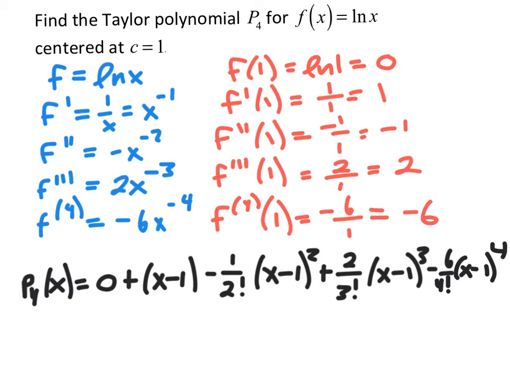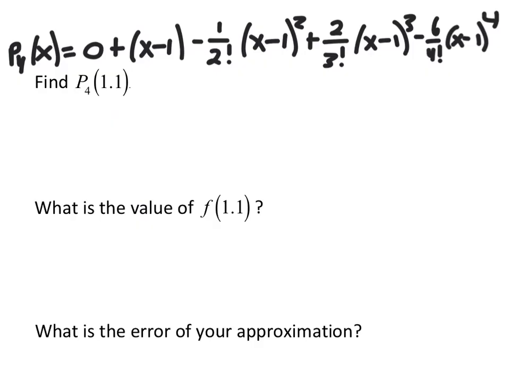This is my fourth degree Taylor polynomial of ln x centered at x equals 1. Now what I want to do is take that and use that to approximate a value. Here I've copied the fourth degree Taylor polynomial, p sub 4 of x, and I want to use that to find p sub 4 of 1.1. Well, all I would need to do is replace every x with 1.1.